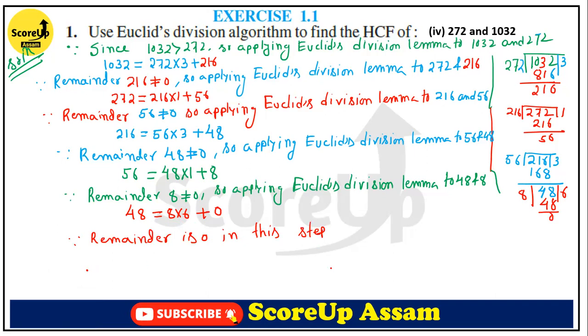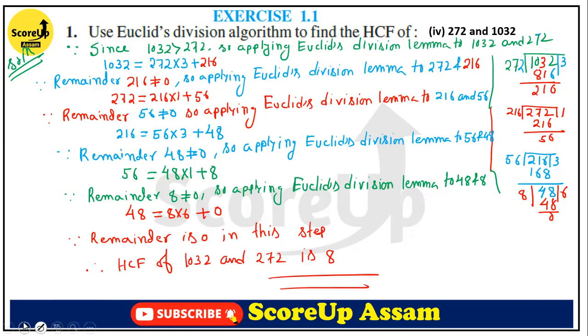Therefore we can say that the HCF of 1032 and 272 is 8. So this is the procedure to find the HCF of two numbers using Euclid's division algorithm. Note that Euclid's division algorithm is only applicable for finding the HCF of two numbers.